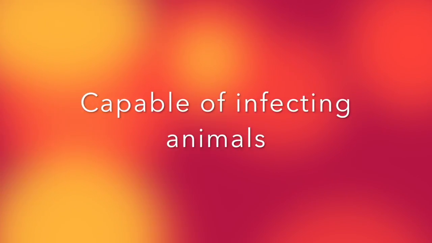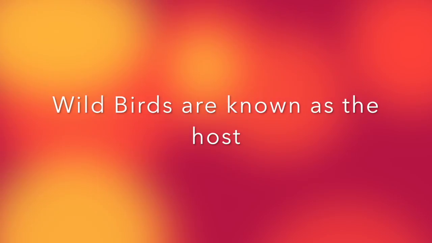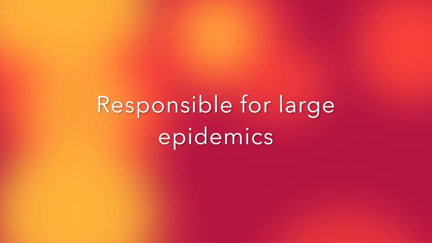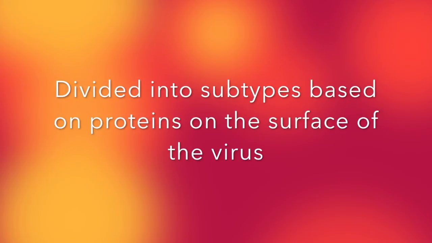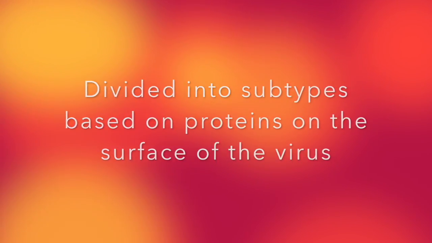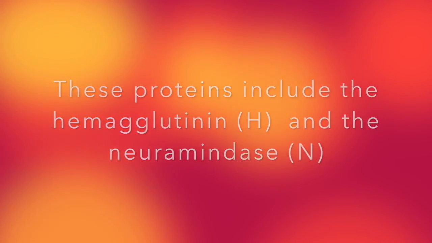Type A is capable of infecting animals. Wild birds are known as the host. Type A is responsible for large epidemics. Type A is divided into subtypes based on proteins on the surface. These proteins include the hemagglutinin and the neuraminidase.